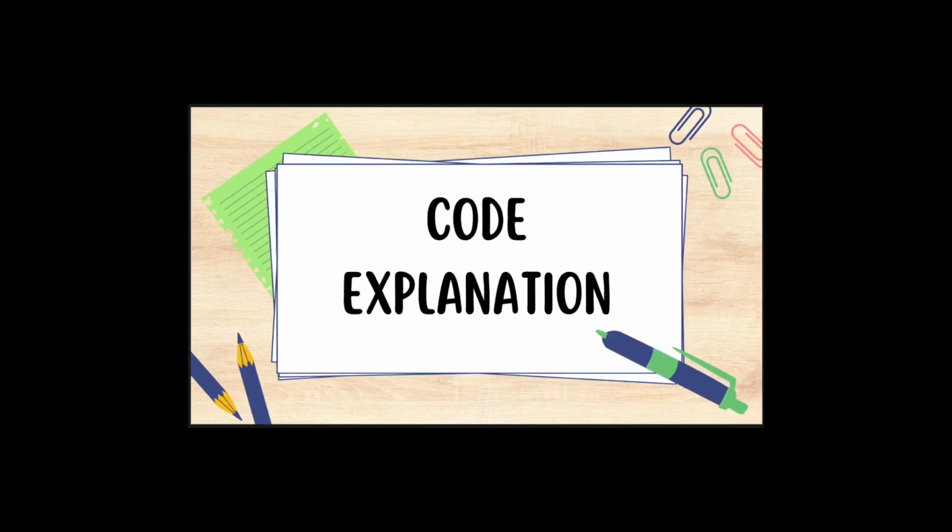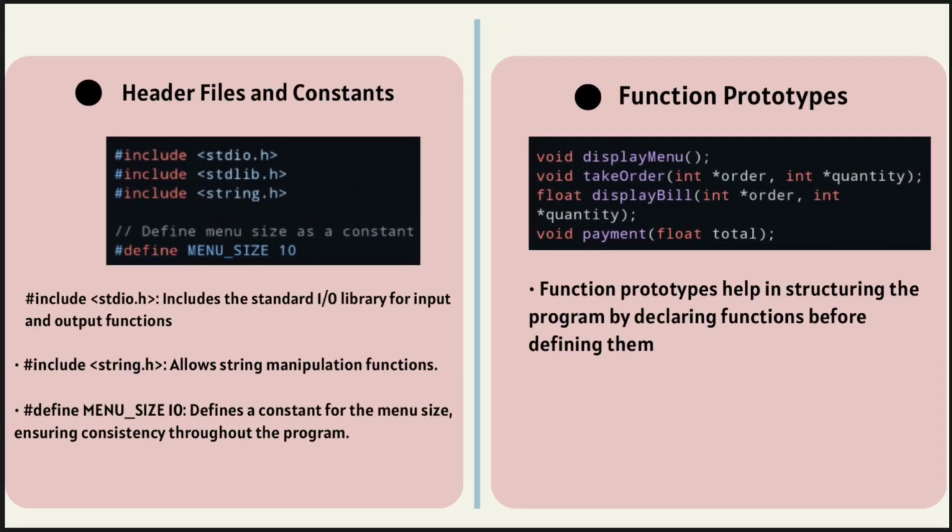First, header files and constants. We start by including three essential header files: stdio.h for standard input and output functions, stdlib.h for general purpose functions like memory allocation, and string.h for string manipulation functions. We also define a constant MENU_SIZE with a value of 10. This ensures that the menu size remains fixed throughout the program, making it easier to manage.